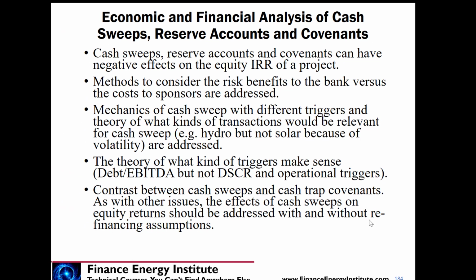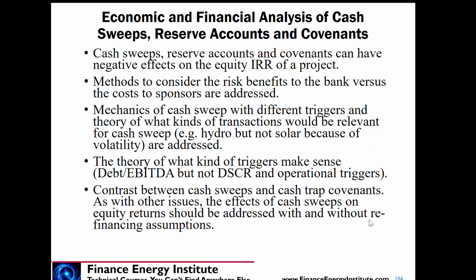Okay, now what do I say? Economic. So here's what we do. I've already talked about the risk and benefits. And here's what I want to say. This is not a good slide, but the big point here is you don't sweep when the DSCR is really low. You sweep when it's high. If you sweep when it's low, it's redundant. It's almost the same as a cash trap covenant.